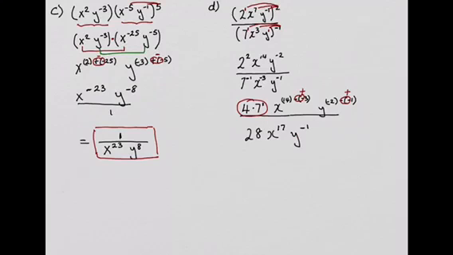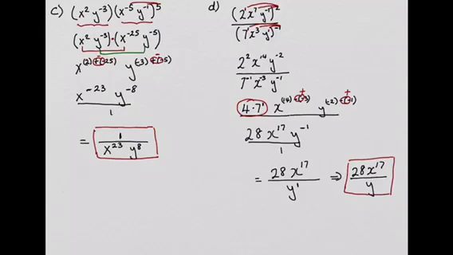Now, as a fraction, this is over 1. And then we compare the exponents once again. So the 28 has a positive power, so it stays. X has a positive power, it stays where it is. Y has a negative power, it's in the numerator. So by bringing it to the denominator, it becomes y to the 1. And we generally don't write y to the 1, we just write y. It's understood that the power is 1. So we have 28x to the 17th power over y, and that is our answer for part D.